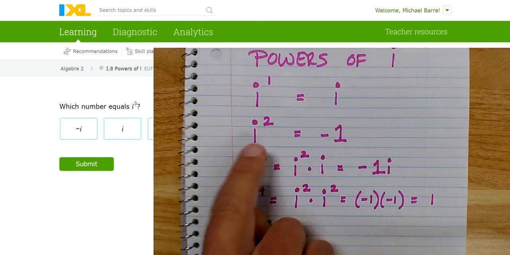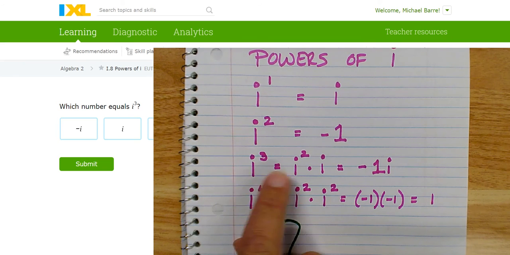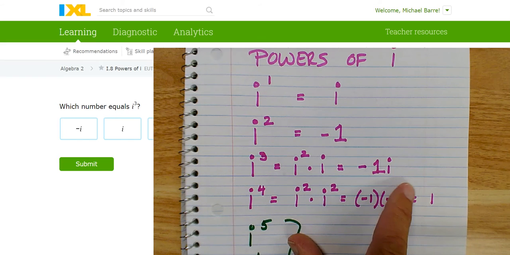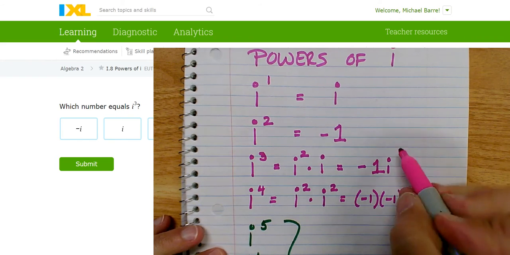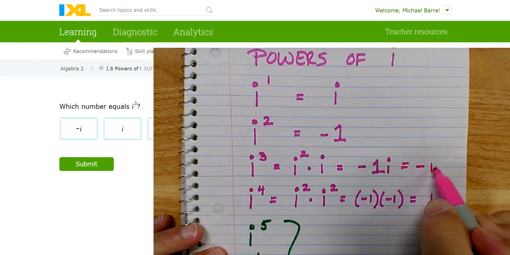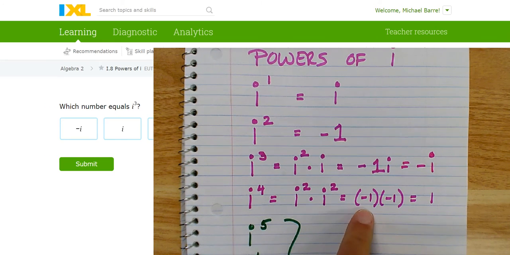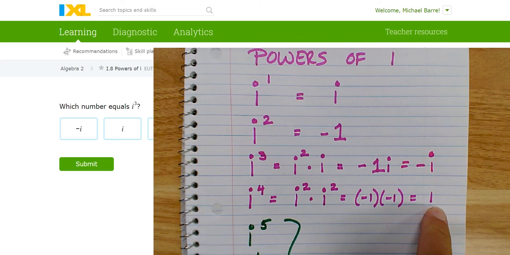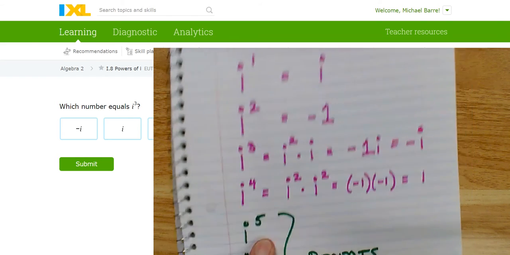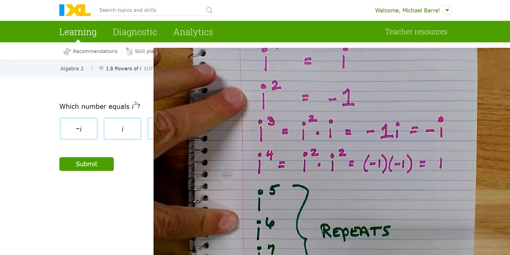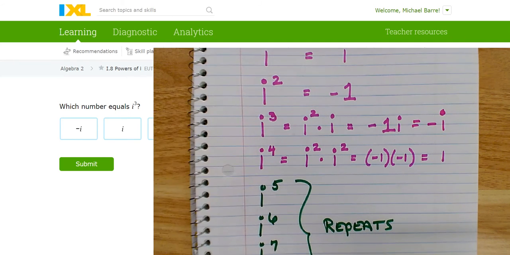So I know that i squared is -1, so i to the third is really i squared times i, and i squared is -1, so this is -1 times i, or -i. And then i to the fourth is really i squared times i squared, which is -1 times -1, which is +1. And then this pattern just keeps repeating. So i to the fifth is the same thing as i to the first, i to the sixth is the same thing as i to the second, i to the fourth, and so on like this.